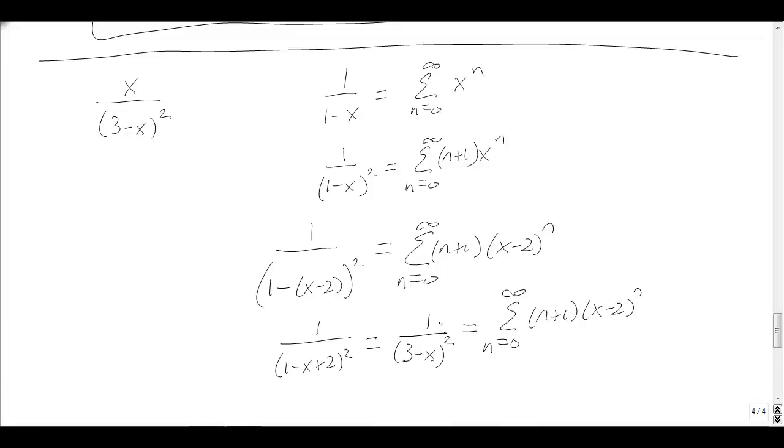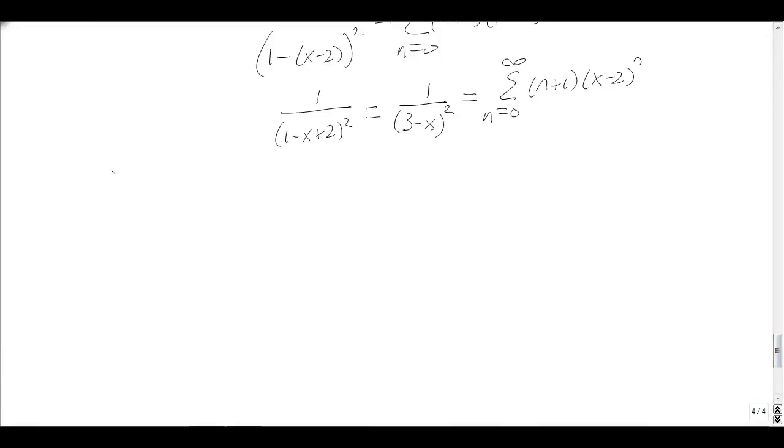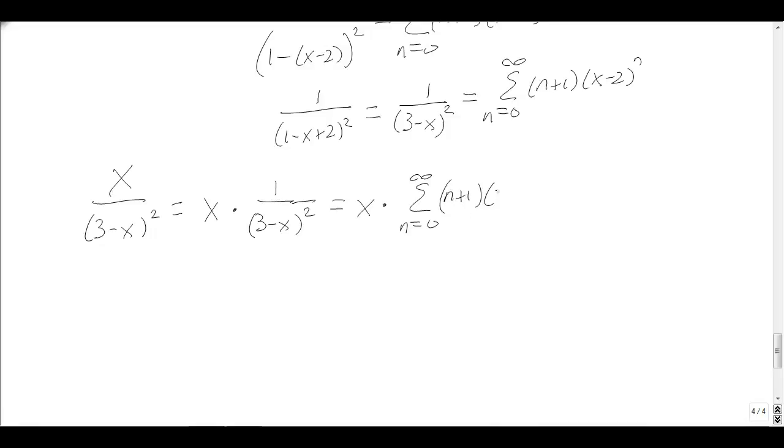What we have is almost exactly this, but we have an x on top. So we have x over (3 minus x) squared here. I can write this as x times 1 over (3 minus x) squared. And that tells me this is x times the sum n equals 0 to infinity of n plus 1 times (x minus 2) to the n.